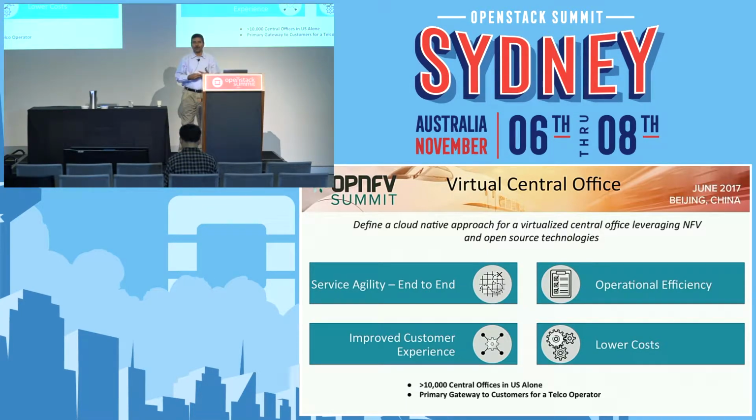And of course, why do you want to do that? Because the virtualized central office is the interface to your customer from a service provider's perspective. So you want to be able to build better services and provide better service agility. Central offices are characterized by lots of different types of hardware, and you want some level of operational efficiency across that. You want to provide better customer experience and, of course, drive your costs lower. In the US alone, there are about 10,000 central offices. In China, apparently, there are more than 20,000 central offices.